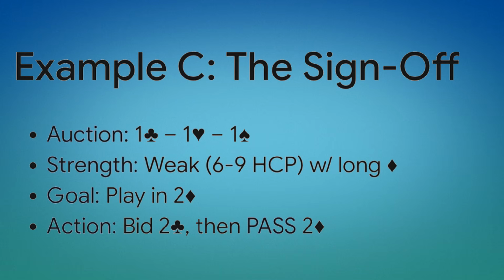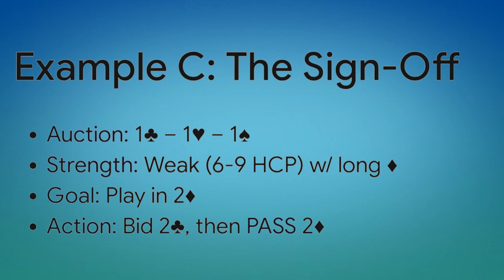For our last example, we're going to look at something a little more advanced, but it's a really clever use of the convention. This is all about how you can use XYZ to get out of trouble with a weak hand and a long suit. Okay, get this. The auction goes 1 club, 1 heart, 1 spade. You've got a weak hand, maybe 6 to 9 points, but a long diamond suit. Your only goal is to play in 2 diamonds and just stop.